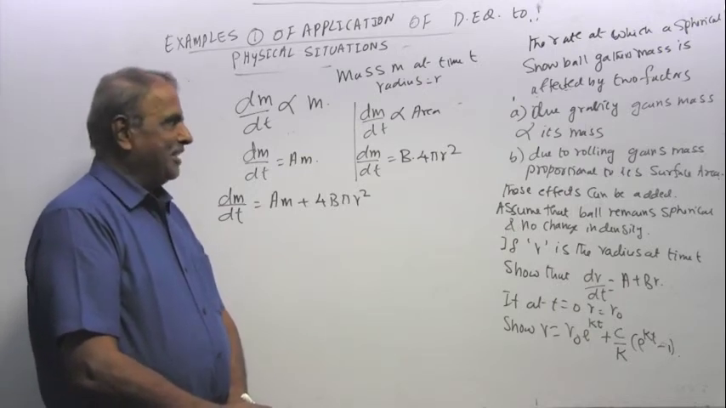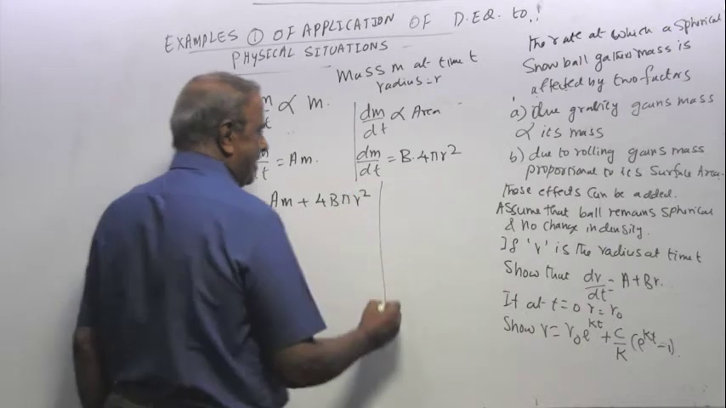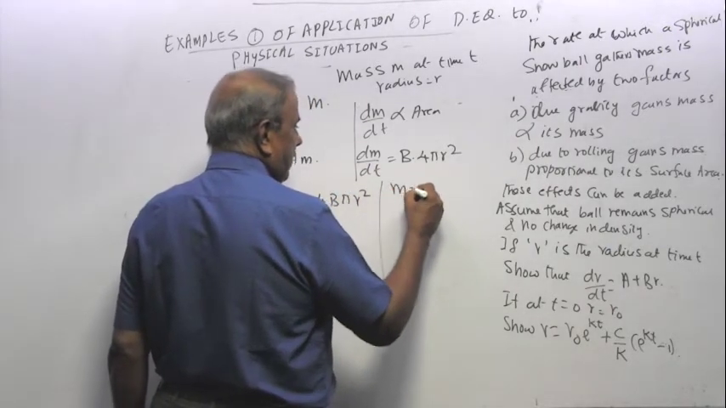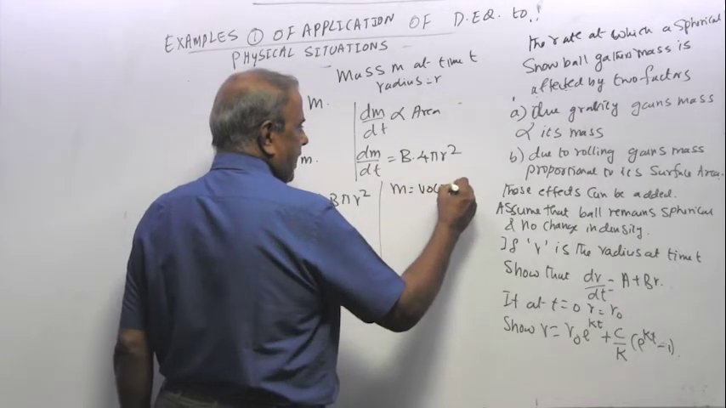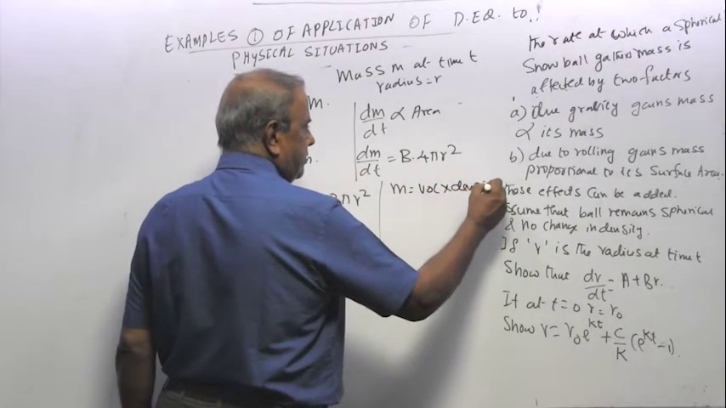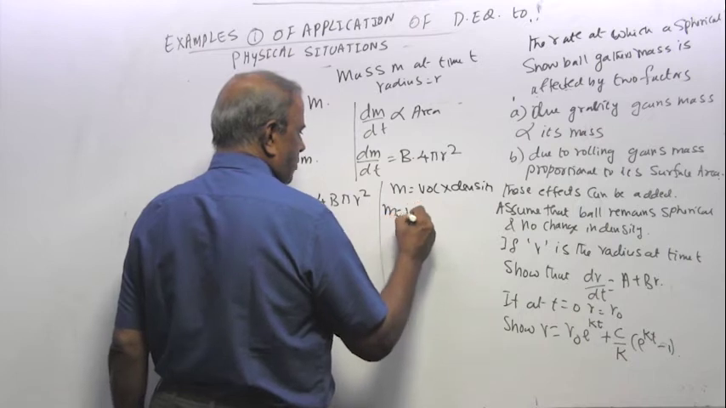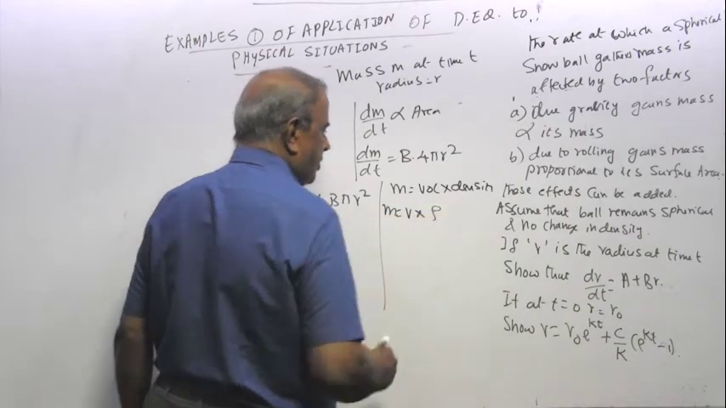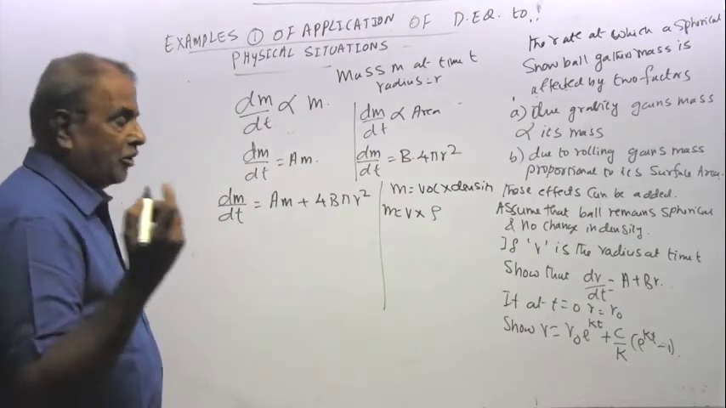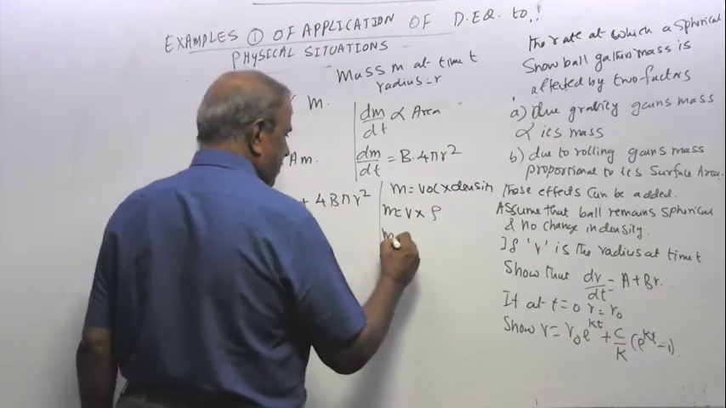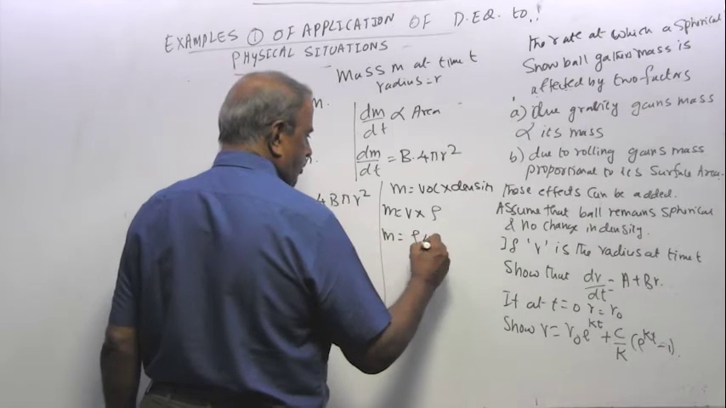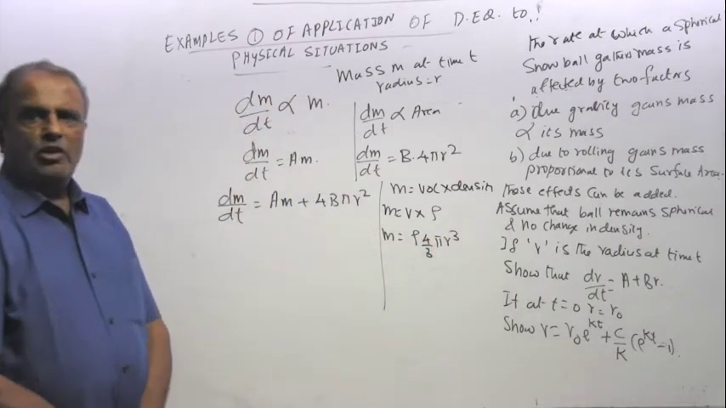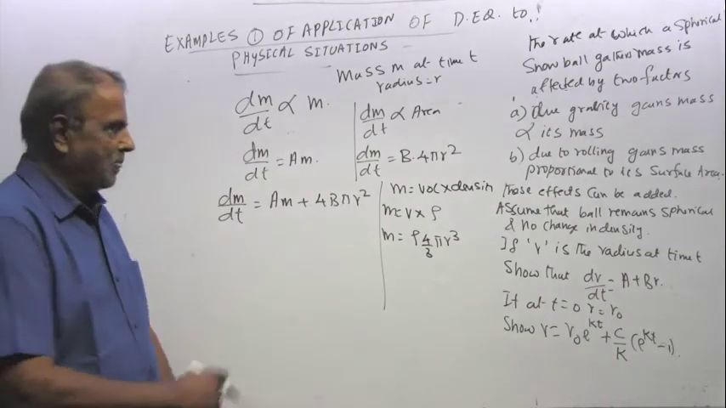Interesting, yeah? This is where your knowledge of physics comes in. Look, mass equals volume times density. So m equals v times density, rho, a constant. Don't forget it's a constant. So m equals rho times 4/3 pi r cubed. Volume of a sphere is 4/3 pi r cubed.